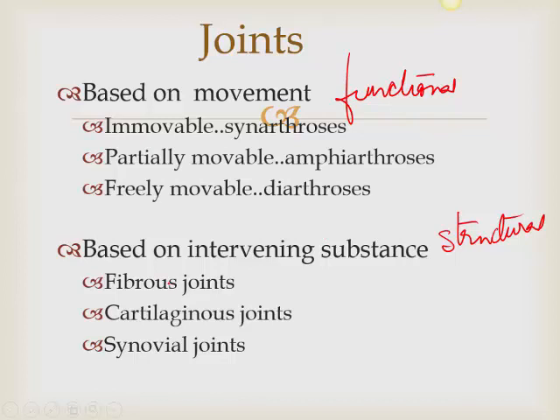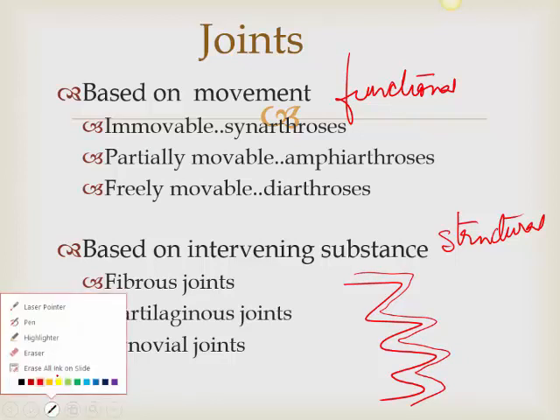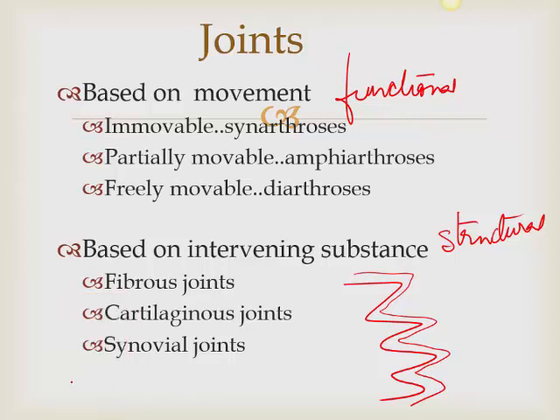We have fibrous joints, where fibrous tissue intervenes between two bones. If we have one bone over here, let's say a skull bone, which is a typical example of a fibrous joint, and then we have the other bone up here, in this gap between the two bones we have fibrous tissue intervening. This kind of joint is known as a fibrous joint.